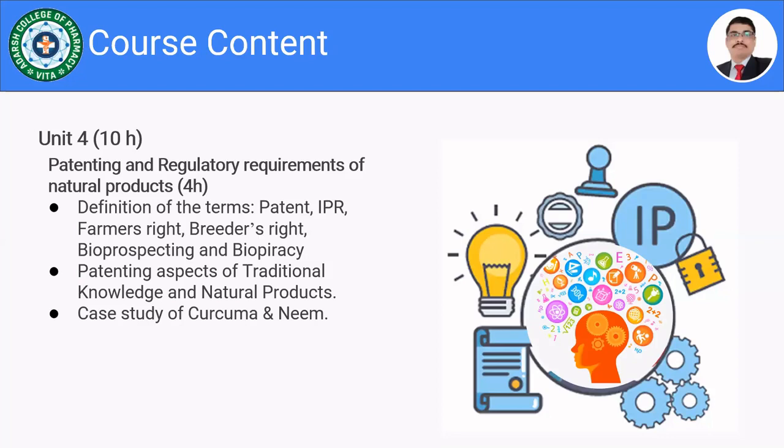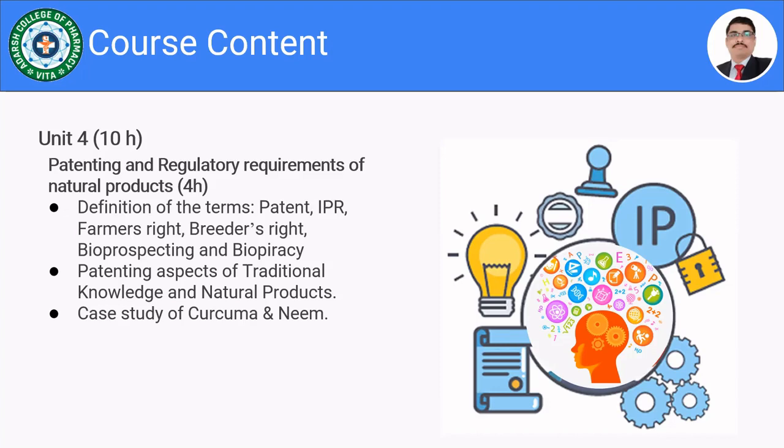In the chapter on patenting and regulatory requirements of natural products, we are going to discuss the definitions related to patents, IPR, that is intellectual property rights, farmers' right, breeders' right, bioprospecting, and biopiracy. Furthermore, we are going to deal with the patenting aspects of traditional knowledge and natural products. Then we are going to discuss two case studies, which are related to the patents of Curcuma and Neem.